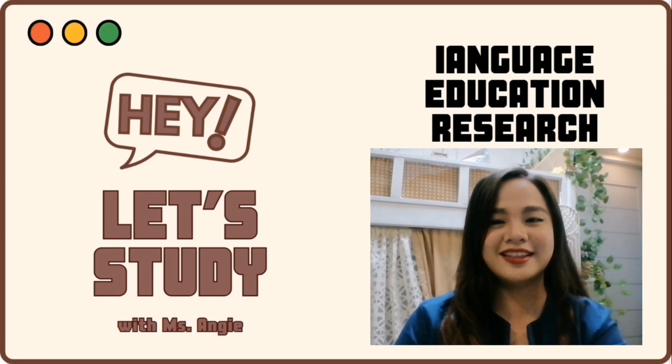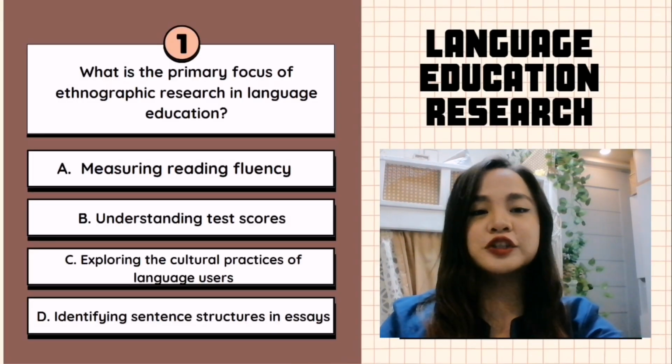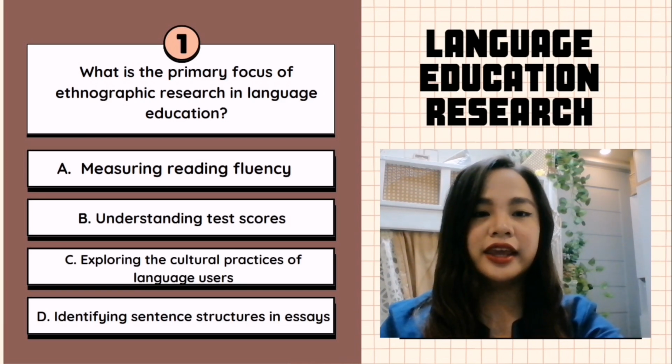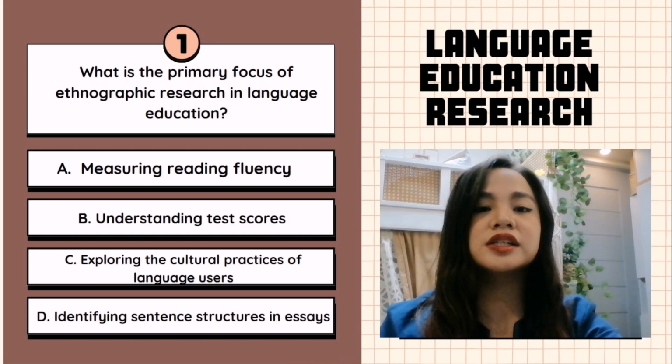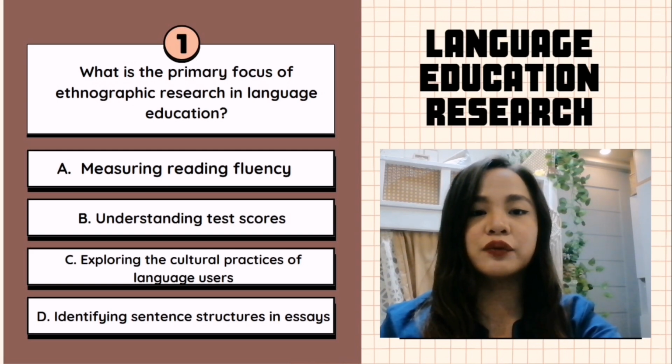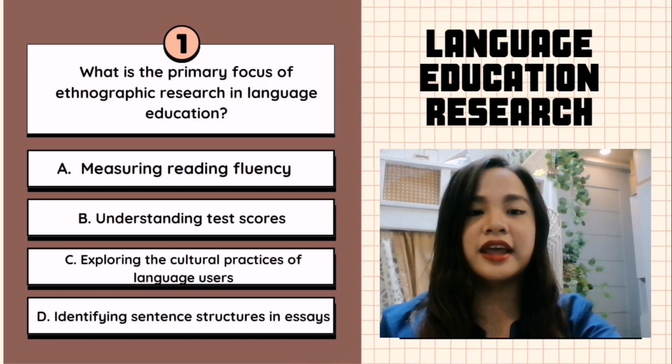So let's get started. First question: what is the primary focus of ethnography research in language education? A. Measuring reading fluency. B. Understanding test scores. C. Exploring the cultural practices of language users. Or D. Identifying sentence structure in essays.